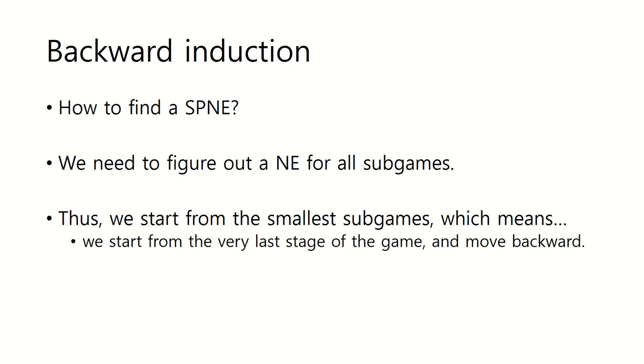So how do we find subgame perfect Nash equilibrium? We need to figure out a Nash equilibrium for all subgames, right? To find the subgame perfect Nash equilibrium, we need to find the Nash equilibrium for all subgames. Thus, we want to start from the smallest subgame, and then we find the Nash equilibrium for larger subgames. Which means we start from the very last stage of a dynamic game, and we move backward. This way of solving a problem is called backward induction. So that's how we find the subgame perfect Nash equilibrium.